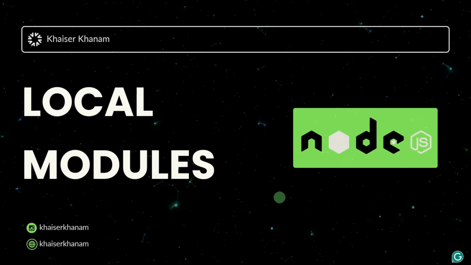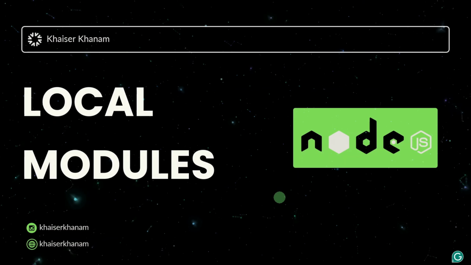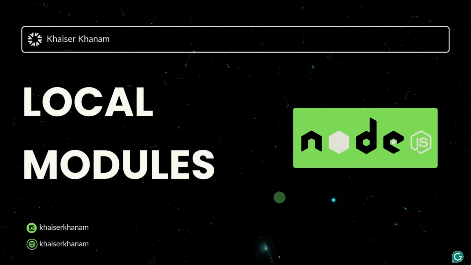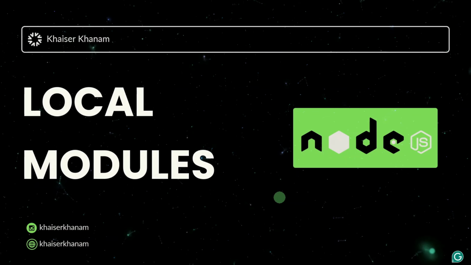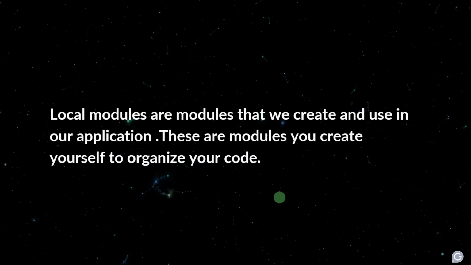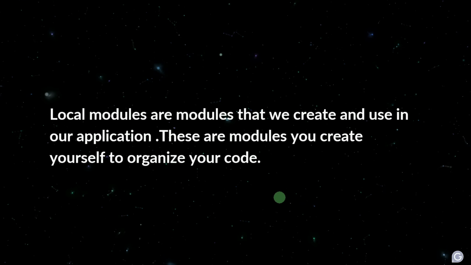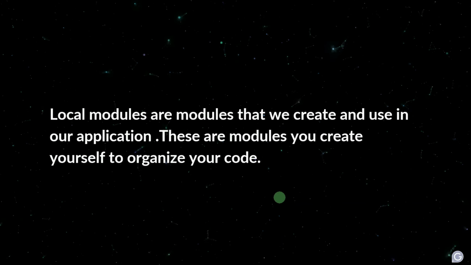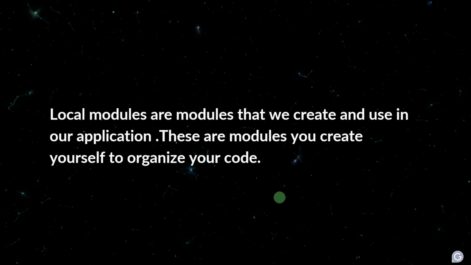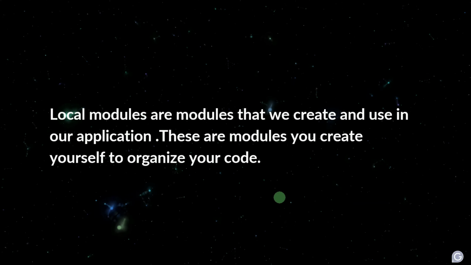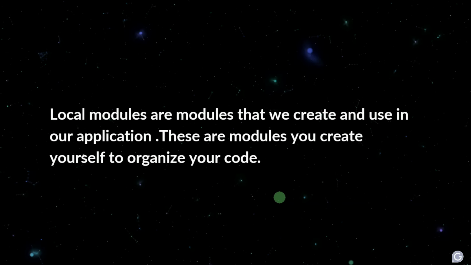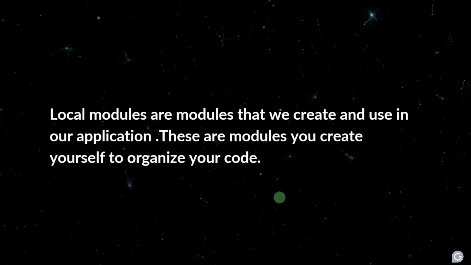Let us now start with our first type of module, that is local module. And finally, we will start with writing the code. So in analogy, we have understood local module is like writing our own nodes. So local modules are modules that we create and use in our application. And these are the modules we will be creating ourselves to organize our code.